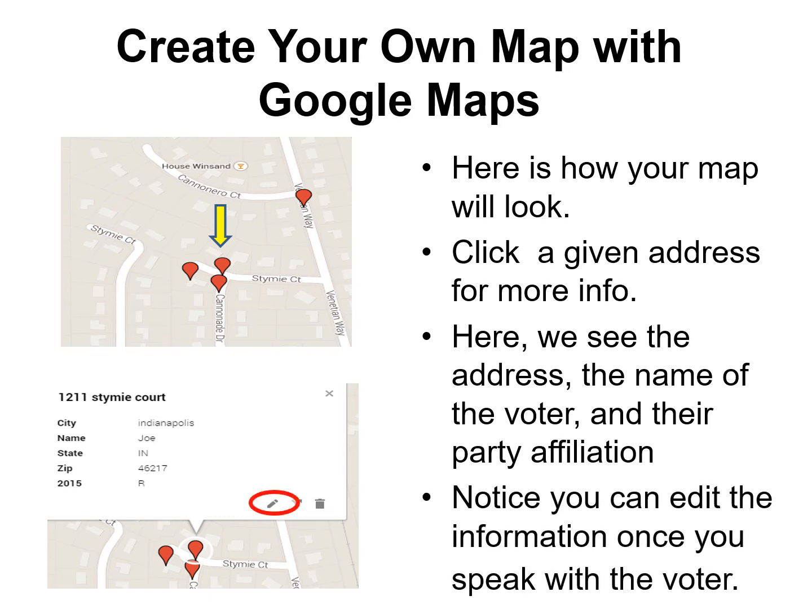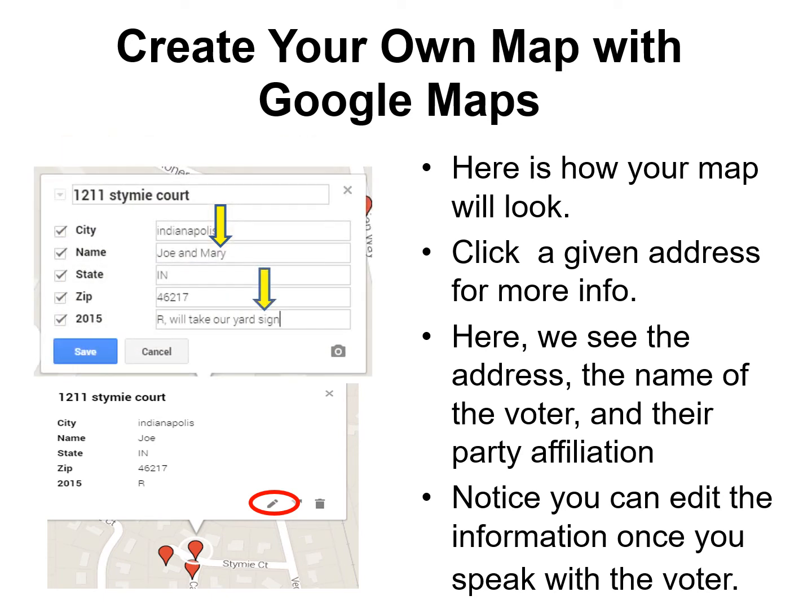Notice that you can edit the information once you speak with the voter. Here we've clicked to edit and added Joe's wife's name, Mary, and that they will take our yard sign during the election time frame.